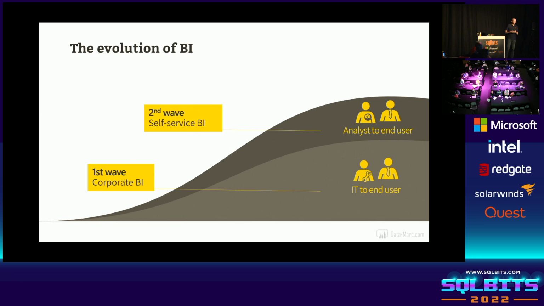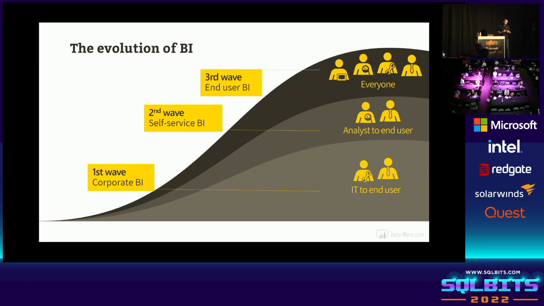Second wave of BI is more the analysts. So you have in each and every department in the organization, there are analysts building artifacts for their own department. So they're already more separated across the organization and more decentralized, actually. And that's what we can call self-service BI. If we look at a third wave of BI, it's literally everyone can start building data solutions in Power BI.